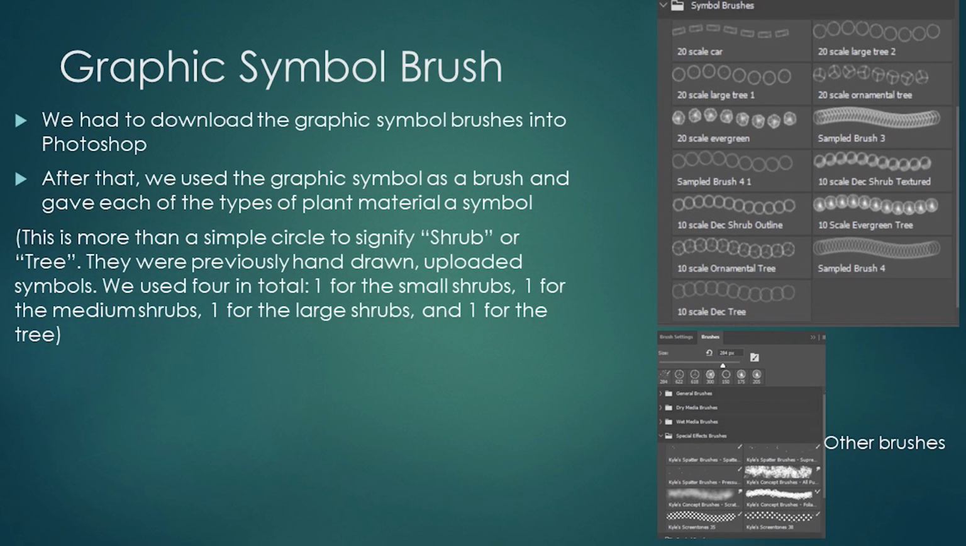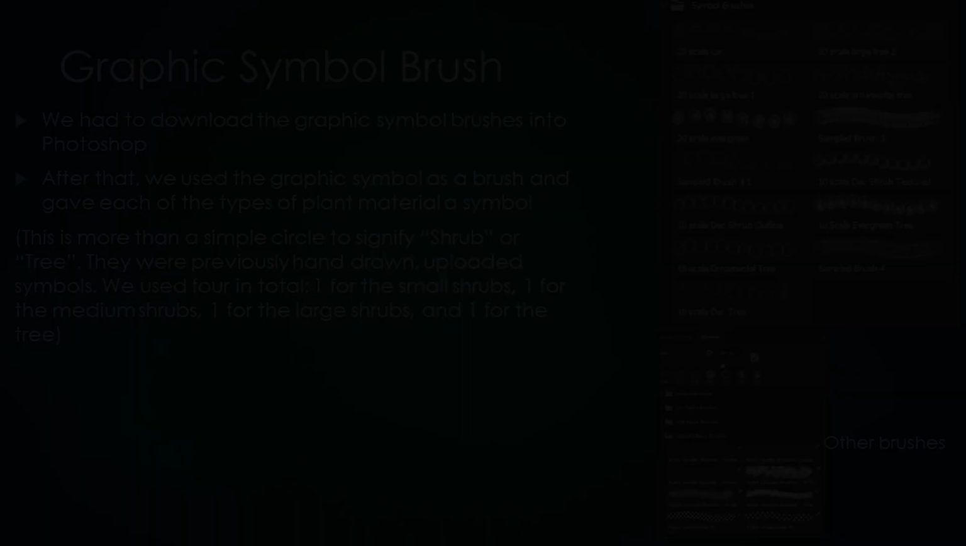Last but not least, we had to download our graphic symbols into Photoshop as brushes. Recall from our other projects that we represented our plant material using circles, like in AutoCAD, or special landscape symbols, like in Dynascape, to distinguish between shrubs, trees, and other plants. Here in Photoshop, we did not have those symbols, which was why we had to download them. We chose new symbols for each kind of plant material. So there was one symbol for the tree, one symbol for all the small shrubs, one for all the medium shrubs, and one for all the large shrubs.